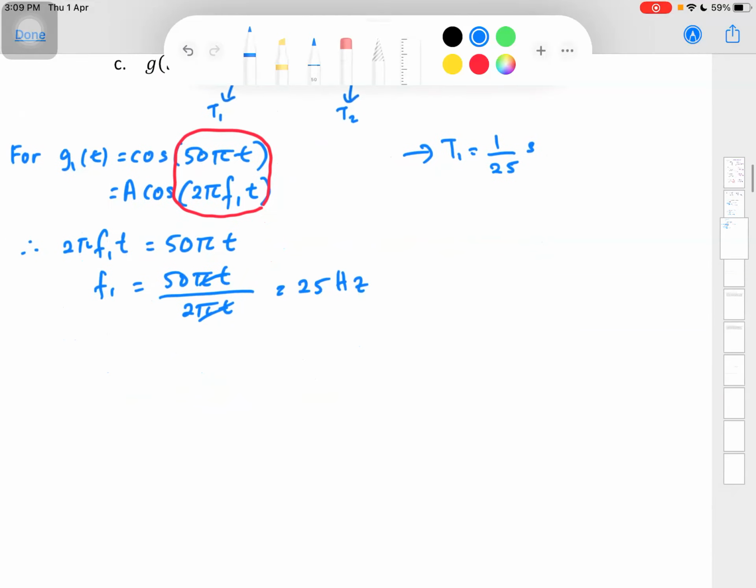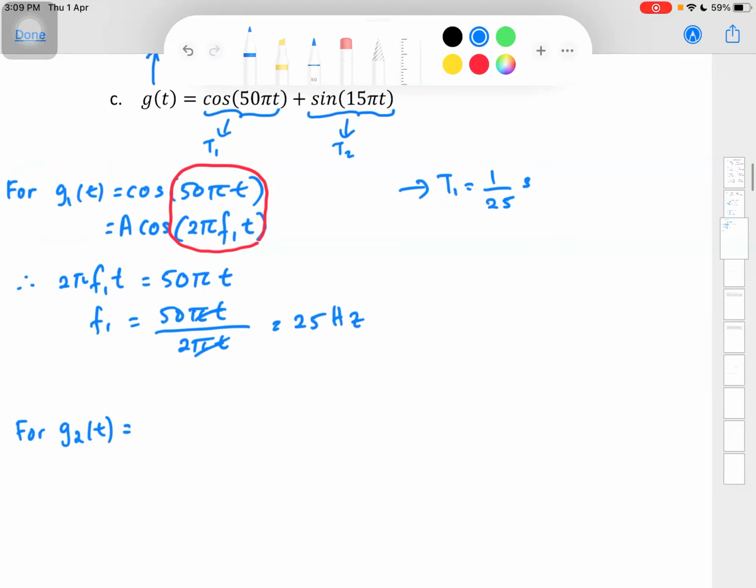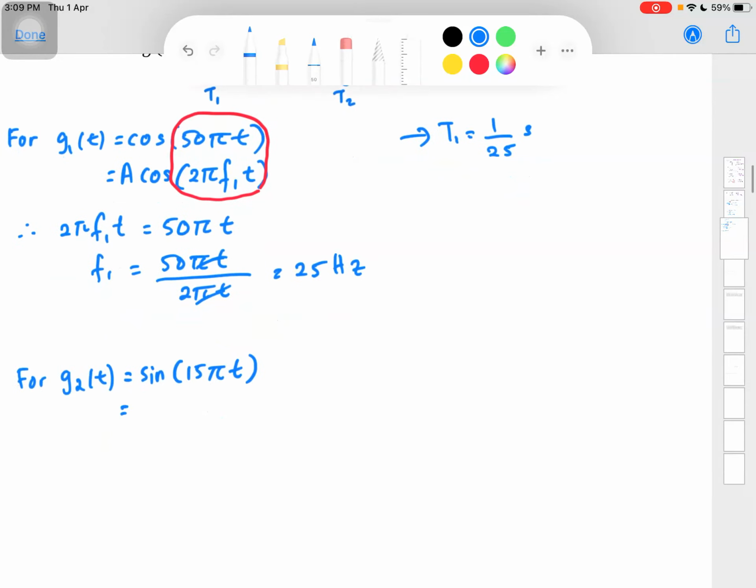And for g2, which is equals to sine 15 pi t, again we are going to make it equals to a general function of a sine signal, 2 pi. I'm going to call this f2 of t.